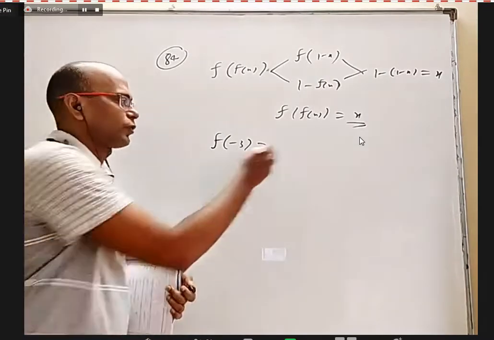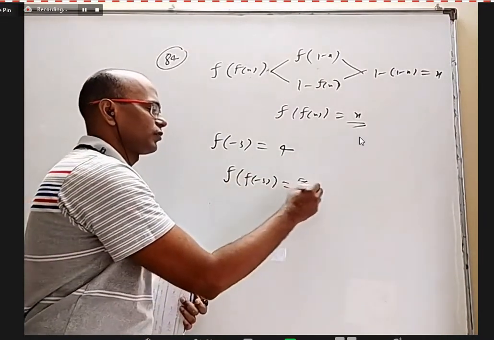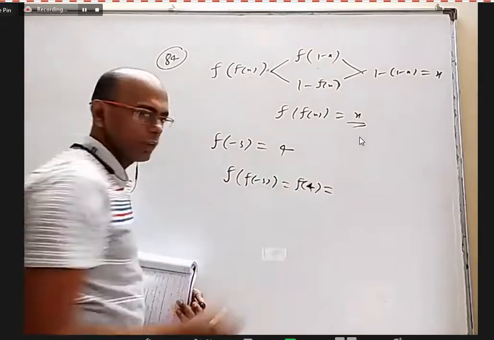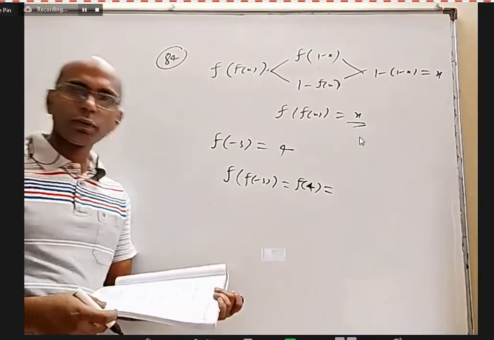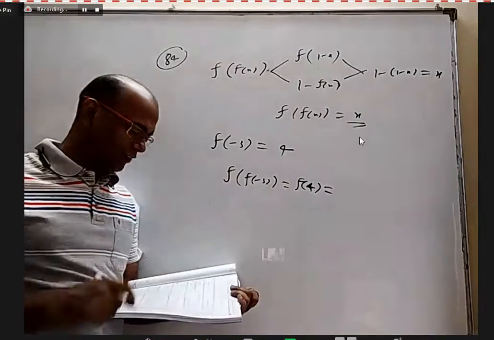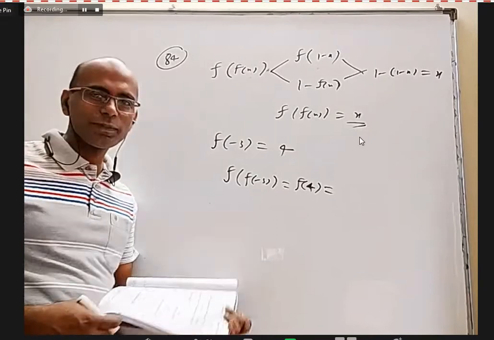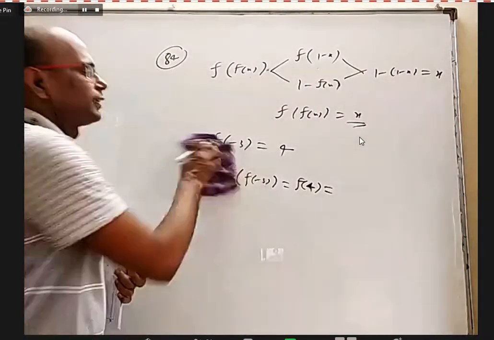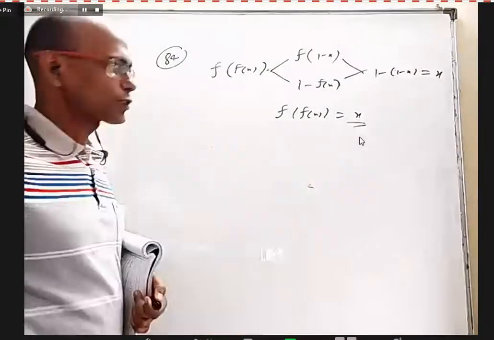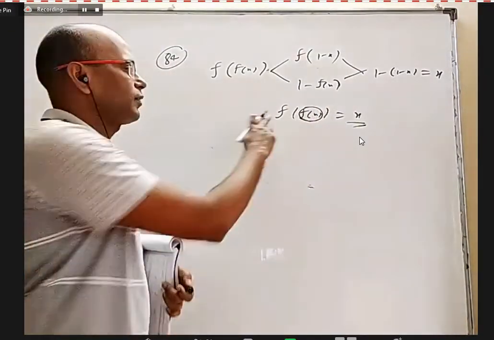4. Now, if you want f of f of minus 3, I want f of 4. What is f of 4 value? Not defined. Because in the domain of f, there is no 4. How can you put 4? So, if you want f of f of x to be defined, even this inner f of x should be within the domain of this f.